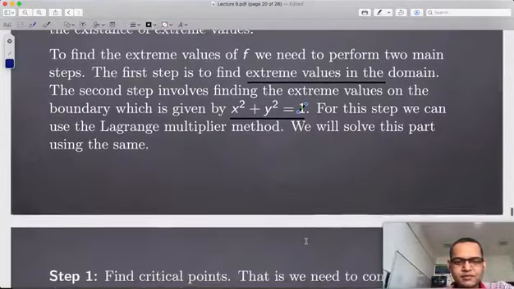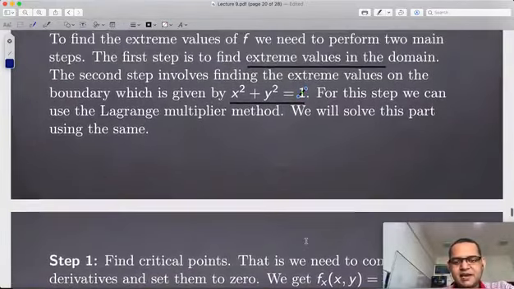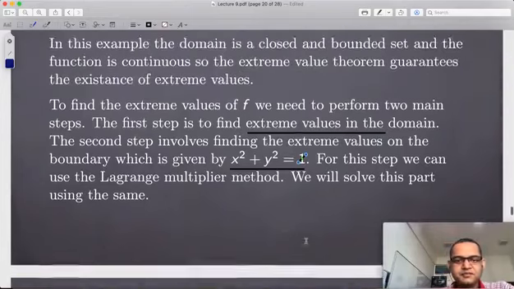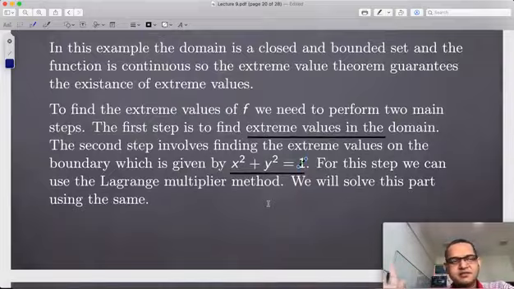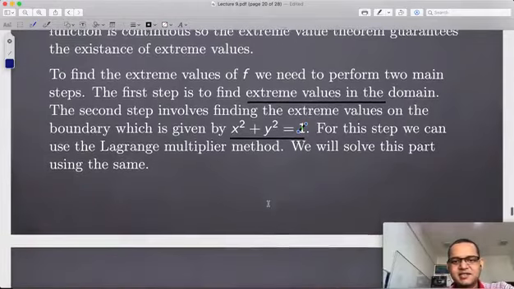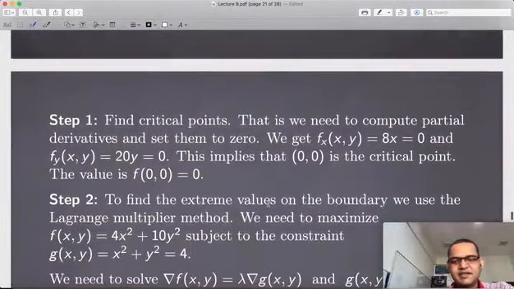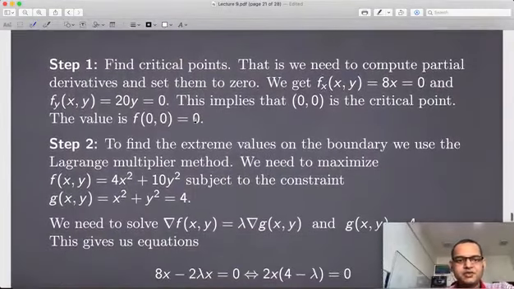Okay, and again, I can do this, or we can try to do this problem by the method which we applied for the rectangular domain. Convert the function into a single variable function on the boundary, and try to find the maxima and minima. But rather we will illustrate it using the Lagrange multiplier. Okay, so let us do it.